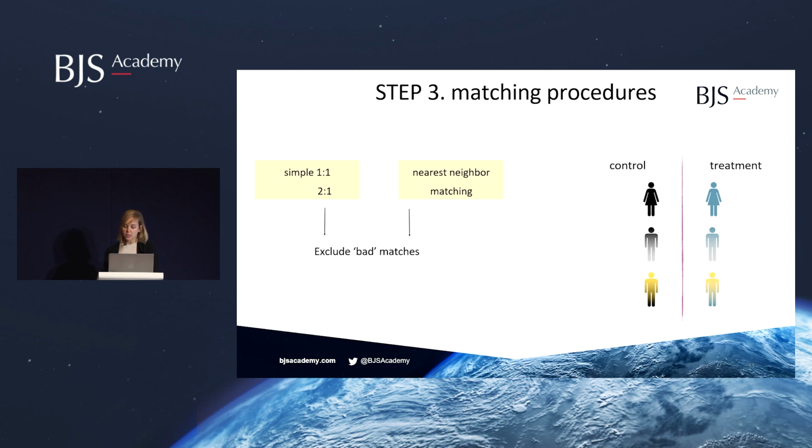In some cases, ratio matching, like the 2:1 ratio, can be used as well, which means that two control units can be matched to a single unit in the treatment group. And the most important thing, to ensure robust matches, a caliper is employed as well. It sets the maximum allowable difference between your participants and must be between 0 and 1.